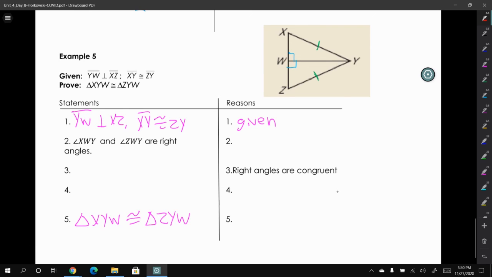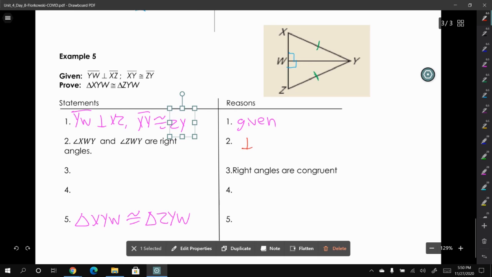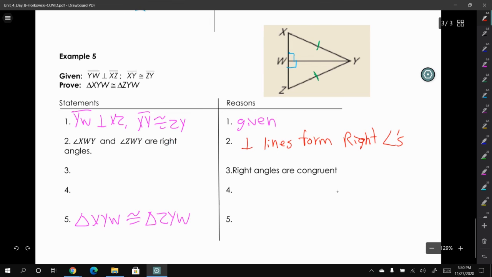Angle XWY and angle ZWY are right angles, and that's because, again, perpendicular lines form right angles. And then right angles are congruent is the reason for statement number 3. So that means statement number 3 must be that these two angles that we just talked about are congruent.